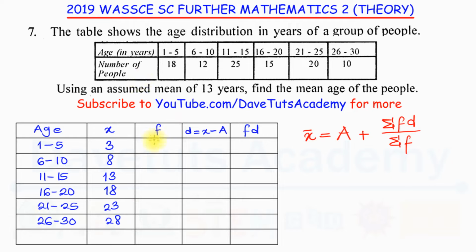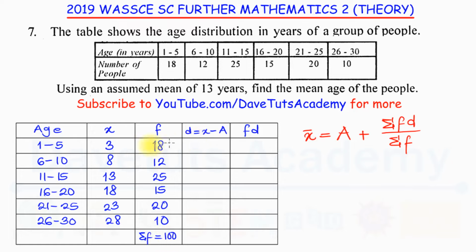Now, the number of people is the frequency. In the first case, we have 18, then 12, then 25. Just inputting these values directly here. Then we have 15, we have 20, and we have 10. Okay, so we can sum all of this so that we can have 18 plus 12, that is 30, 25 and 15, that is 40, plus 30, that is 70, plus 20, that is 90, plus 10, that is 100. So summation F is 100, because we are going to make use of that.